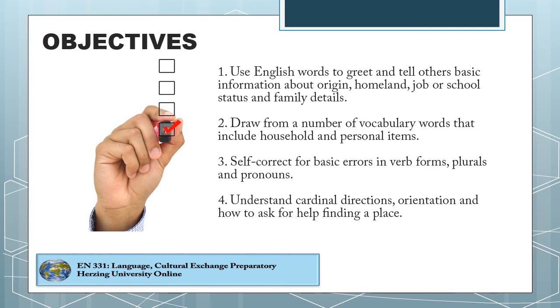When learners complete this course, they should be able to use English words to greet and tell others basic information about origin, homeland, job or school status, and family details. Draw from a number of vocabulary words that include household and personal items. Self-correct for basic errors in verb forms, plurals, and pronouns. Understand cardinal directions, orientation, and how to ask for help finding a place.